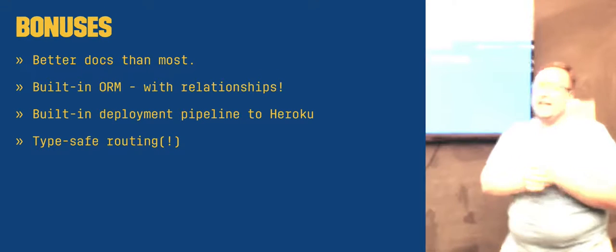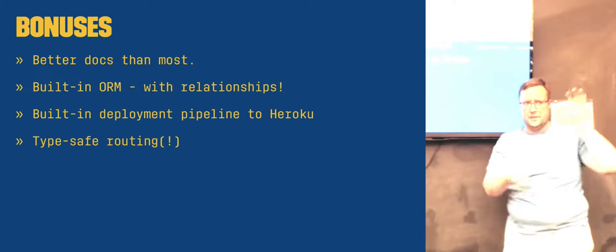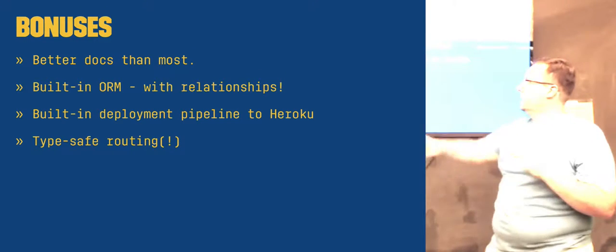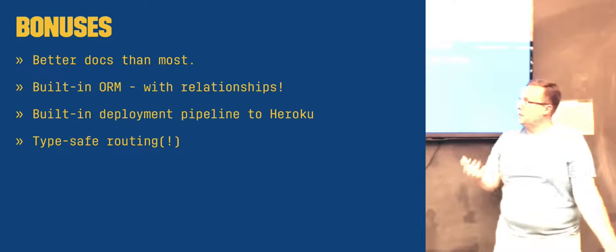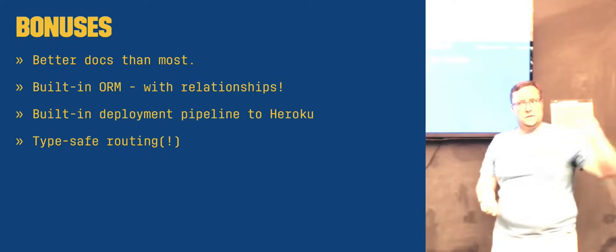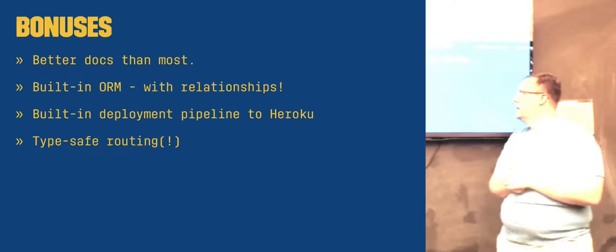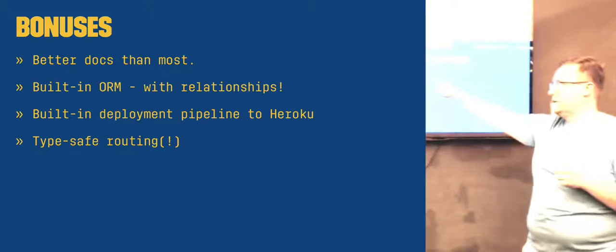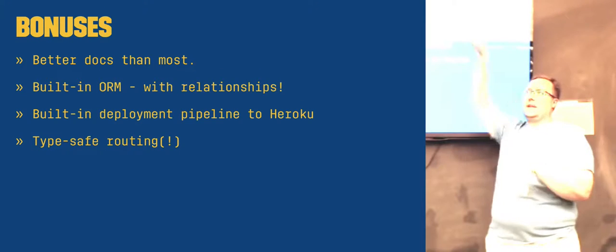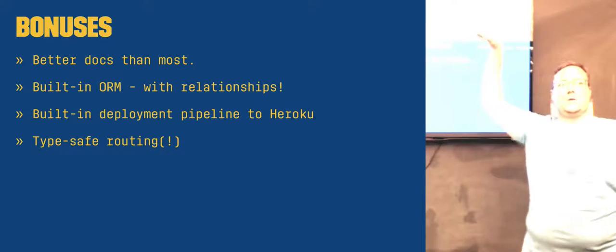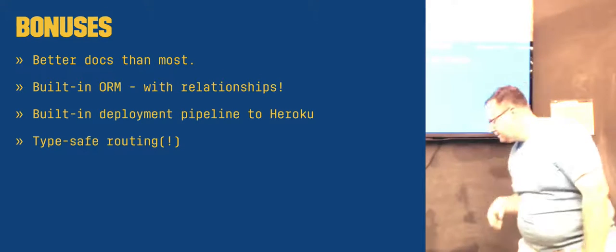Built-in ORM, and it has relationships, many-to-many, one-to-many, all the way down. I didn't actually use them for this because it's a very simple application, but it's all in there. Built-in deployment pipeline for Heroku. I got done with this app, and then I'm like, how am I going to get this deployed? And it turned out there's a command called vapor heroku that walks you through the steps and actually launches it up there, and it works great. And then type-safe routing, which I'll show a little bit of, is super fun, where you can say this show page expects a user in the param, so it automatically loads it based off the ID out of the database and makes it available. It's a lot of fun.